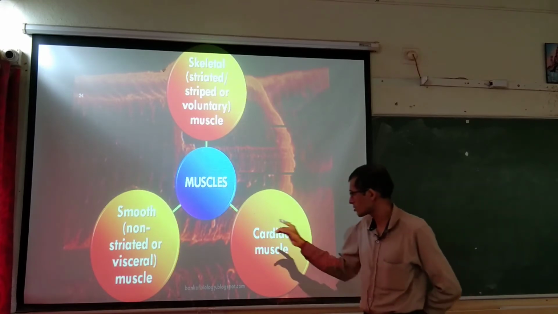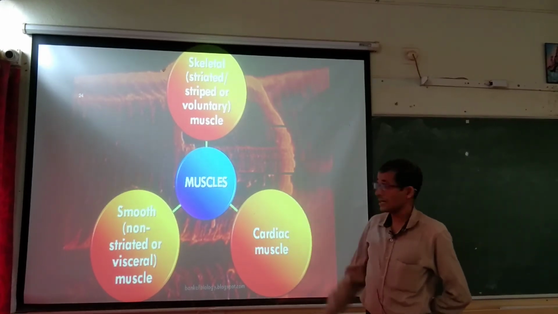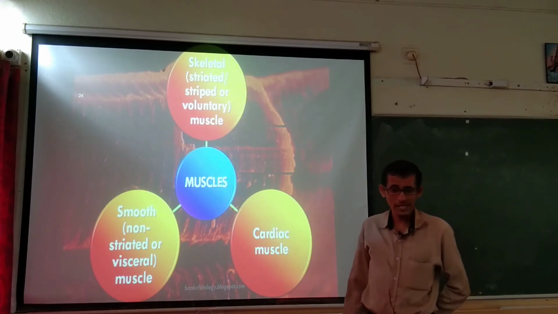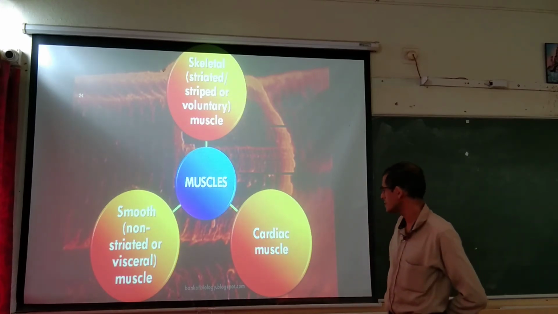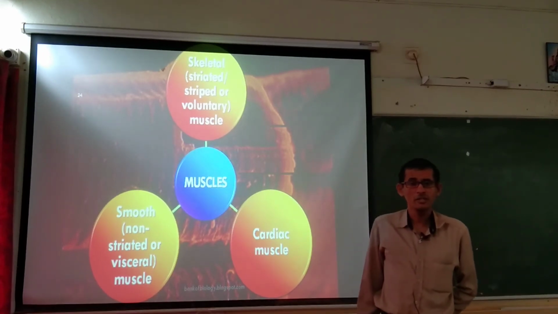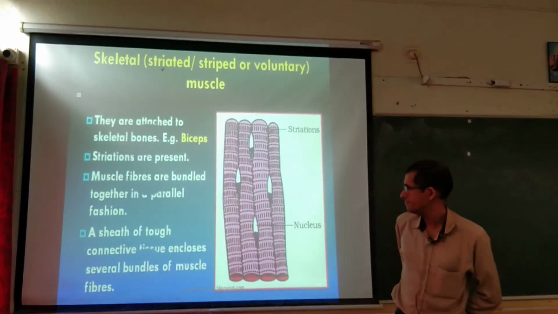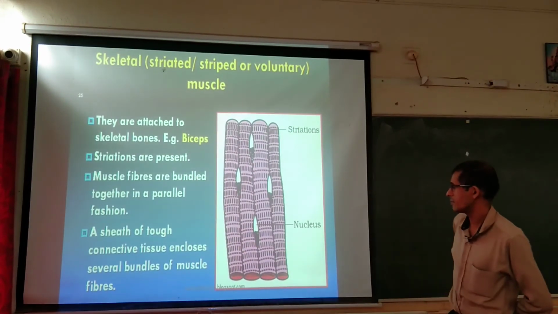Smooth muscle is also called non-striated or visceral muscle. Skeletal muscle is called striated or voluntary muscle or striped muscle, and cardiac muscle is confined to the wall of heart. Okay. Now, coming to one by one. Some of the things I said earlier come here.